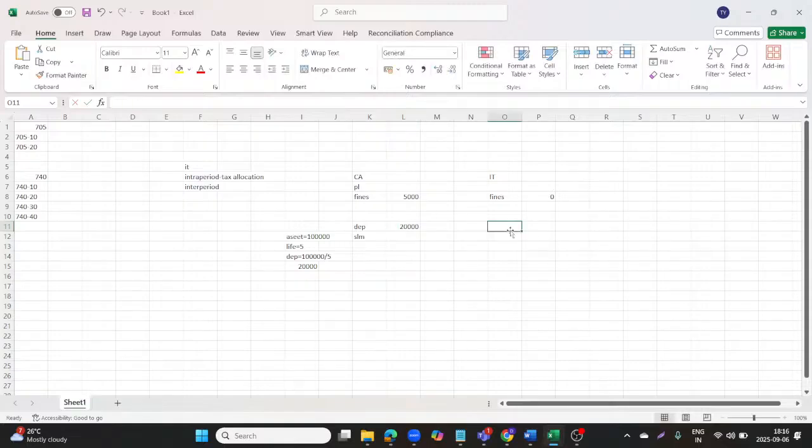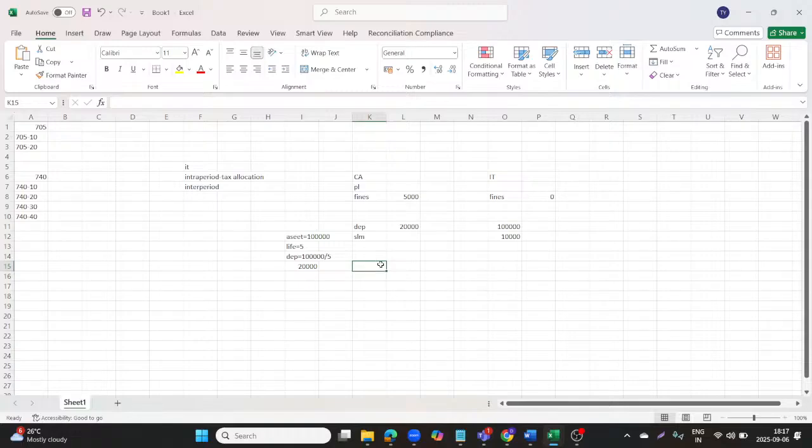But as per your income tax, suppose 10% depreciation is there. So on a 1 lakh asset, 10% means 10,000. So you will debit 10,000 depreciation. In the Companies Act, you are debiting 20,000, but income tax is debiting 10,000. So you can see there's a difference. Obviously, here less profit will be there and here more profit will be there.